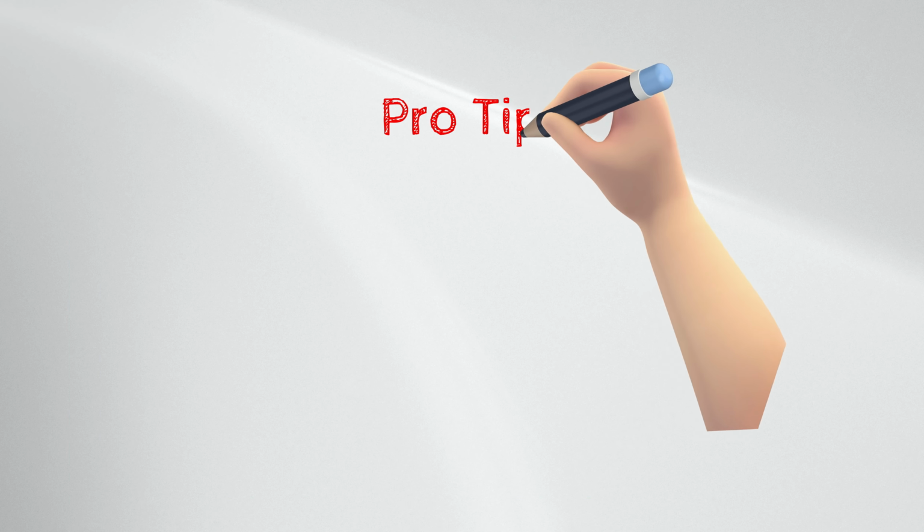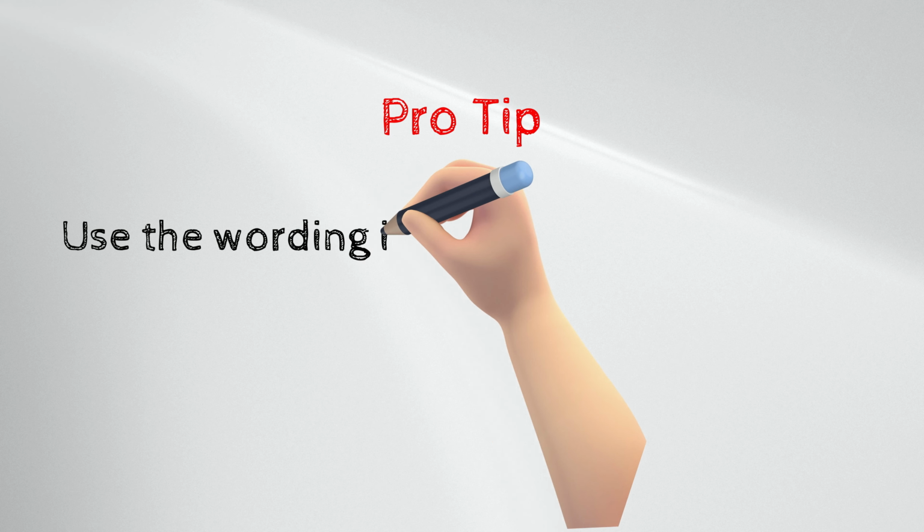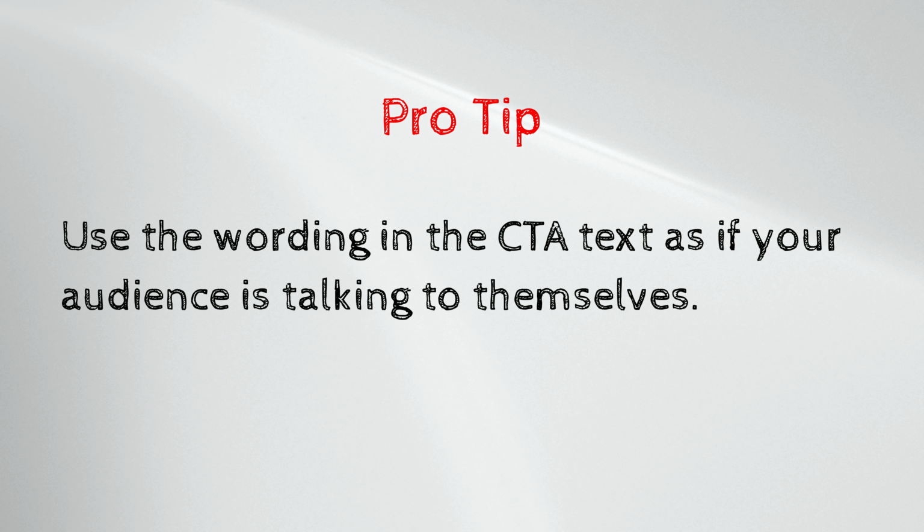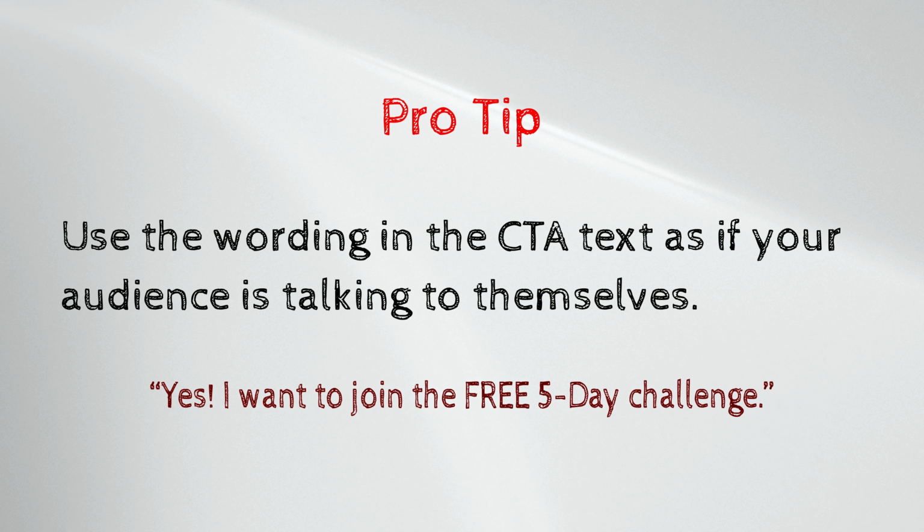Here is another pro tip. Use the wording in the CTA text as if your audience is talking to themselves. If you want your audience to join the free 5-day challenge, add the following text in the CTA: "Yes, I want to join the free 5-day challenge."